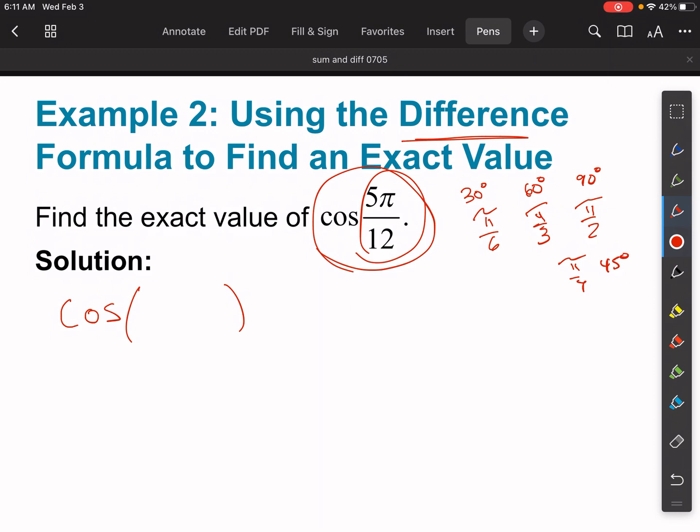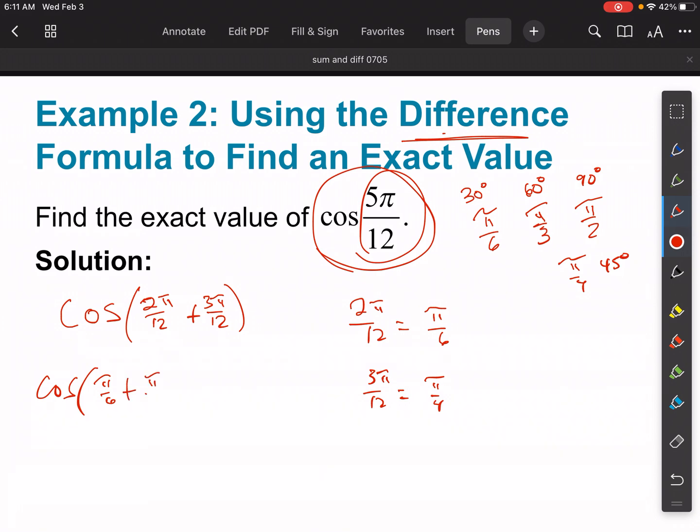2 pi over 12 is equal to pi over 6, and 3 pi over 12 is equal to pi over 4. So I'm going to treat this as the same thing as 2 pi over 12, plus, I'm not going to use a difference, I'm going to use the sum formula, plus 3 pi over 12. Those simplify, so that's the cosine of pi over 6 plus pi over 4, which is 30 degrees and 45 degrees if we need that.